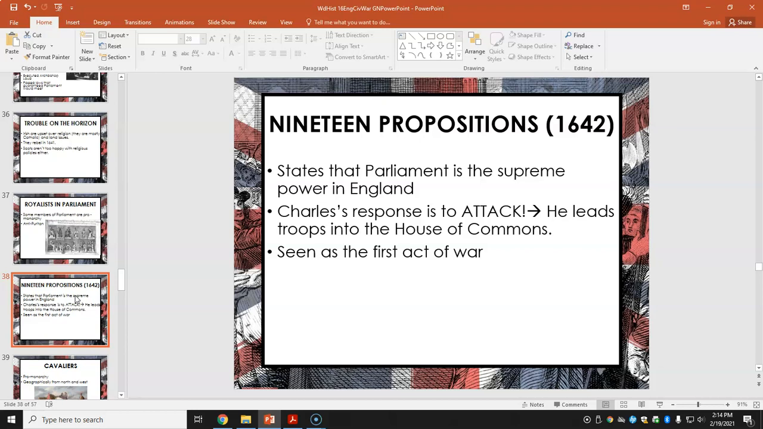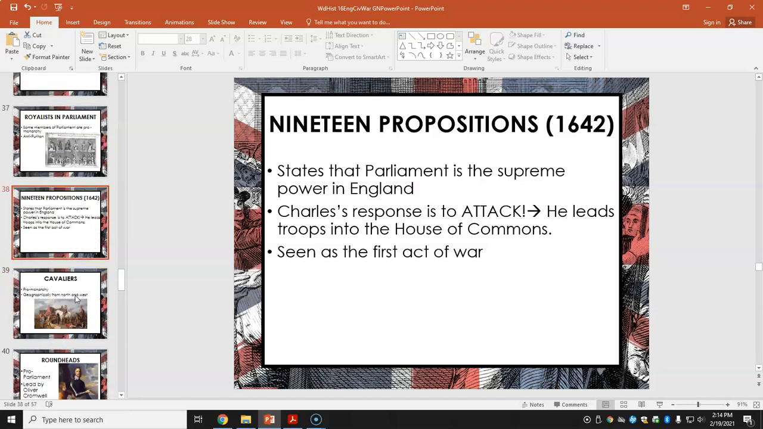Remember from the video and from the notes earlier, the House of Commons are people, representatives, who are elected to make decisions and pass laws on behalf of the citizens of England. So when he sends troops into this House of Commons, it is seen as a first act of war because he is declaring war on the actual citizens of England.